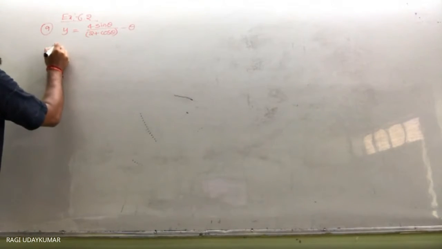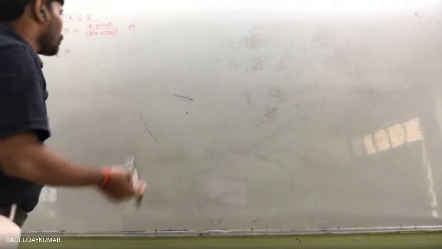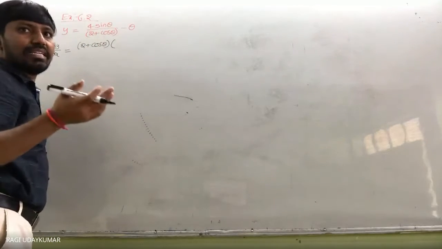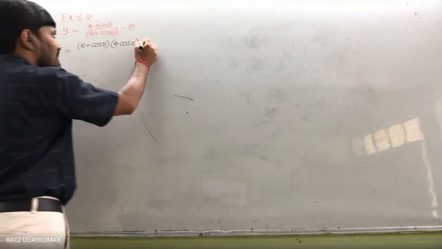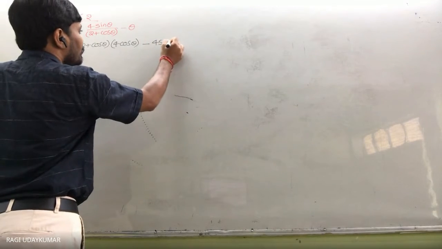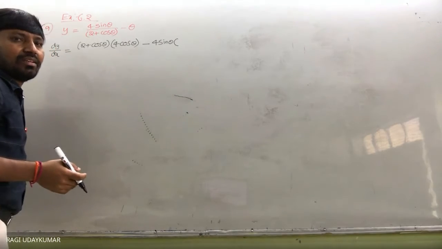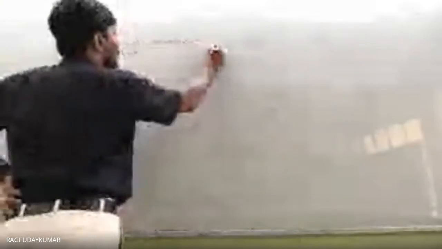So now first what we will do here, we will find out dy by dx is equals to, so quotient rule apply करना है. Quotient rule में क्या है, first 2 plus cos theta into 4 sin theta का differentiation is 4 cos theta, minus 4 sin theta into 2 plus cos theta का differentiation, what? 0. Cos theta differentiation is minus sin theta, divided by 2 plus cos theta whole square, minus 1.